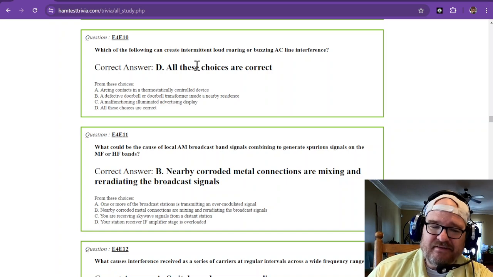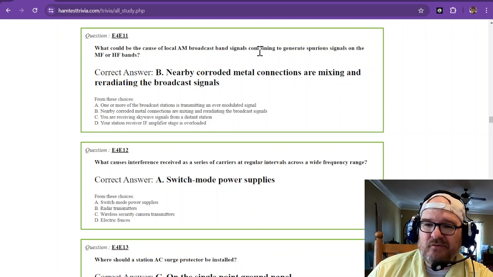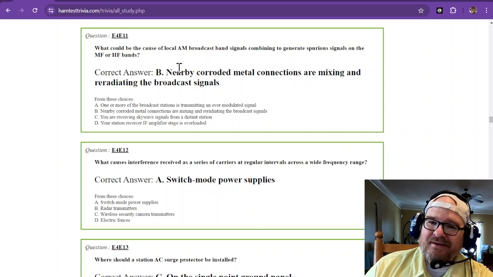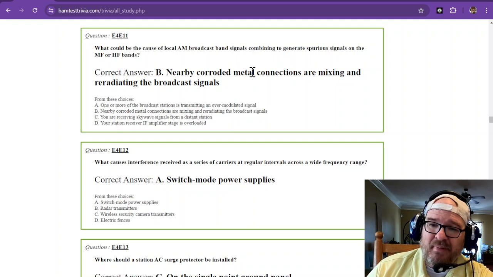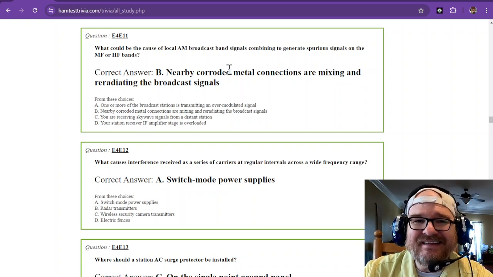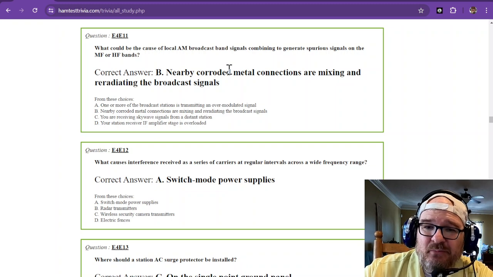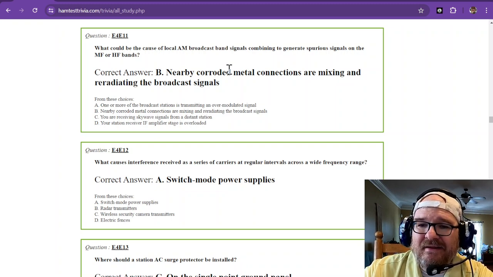Finding AC line interference, it's a bane of our existence. What could be the cause of local AM broadcast band signals combining to generate spurious signals on the MF or HF bands? That's medium frequency and high frequency bands. This is wild, y'all. Nearby corroded metal connections are mixing and re-radiating the broadcast signals. So those corroded metal connections are sort of acting like a detector diode almost. That's your rain gutters. If your rain gutters have a rusty section in them, then they could possibly cause AM broadcast to combine and cause interruptions to your radio.